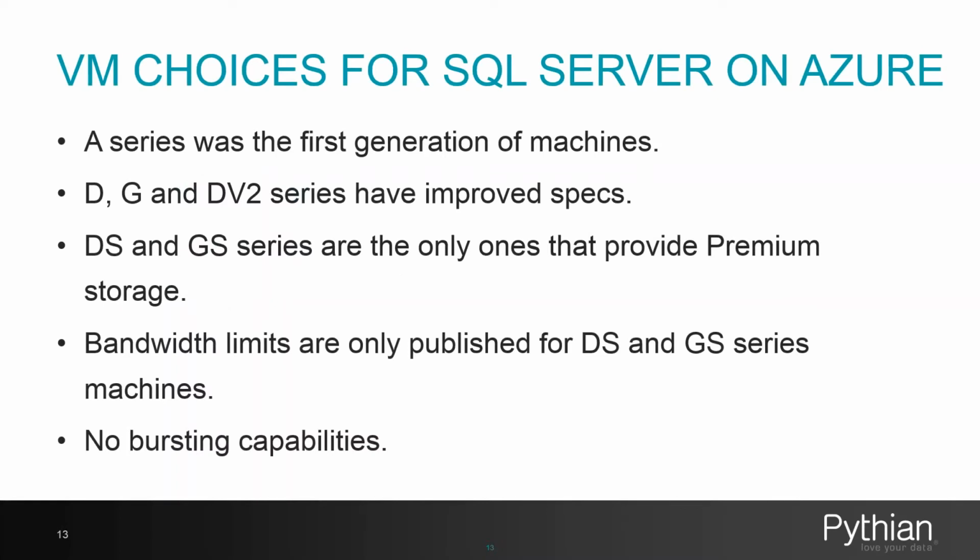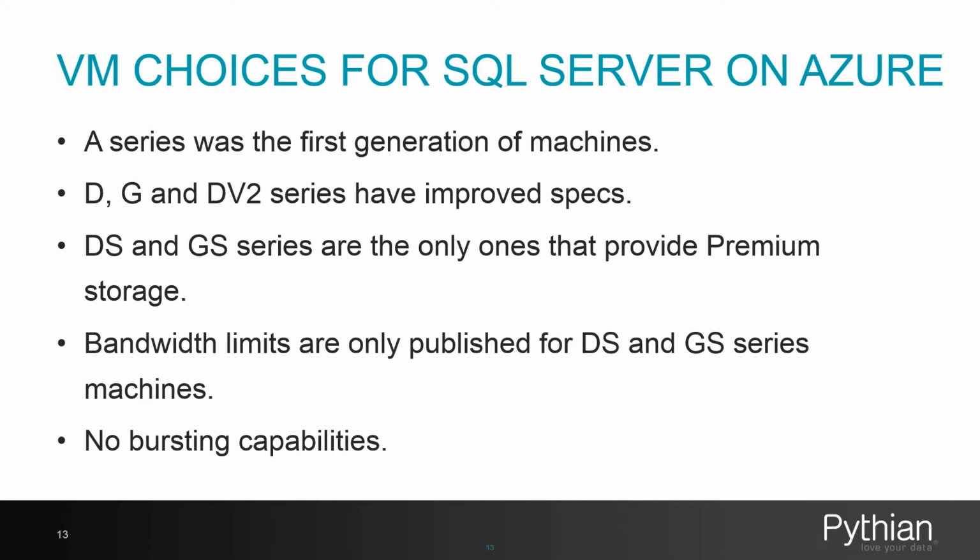So, VM choices. Let's go into virtual machine choices if you're going to build SQL Server on Azure. The A series was the first generation of machines available on infrastructure as a service on Azure. Now it has been surpassed by three different series of machines: the D, the G, and what's called the DV2 series. All these machines have improved specs. They have faster CPUs, and some of them have bigger amounts of RAM. The DV2 series is very similar to the D series. The reason it's version 2 is because it has faster CPUs than the D series.